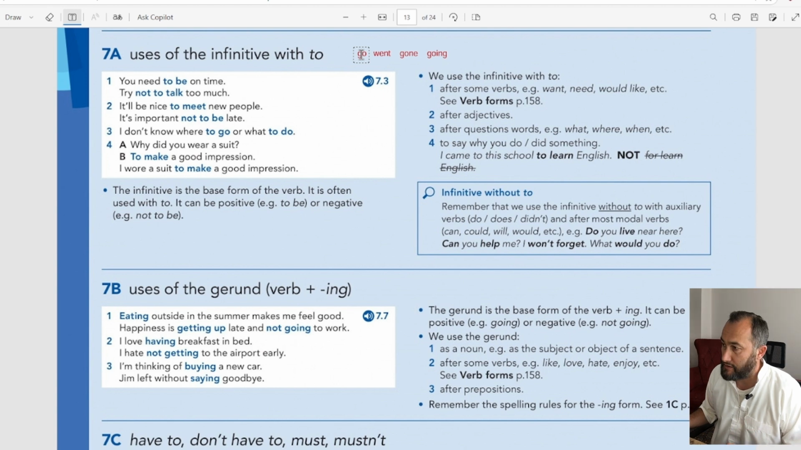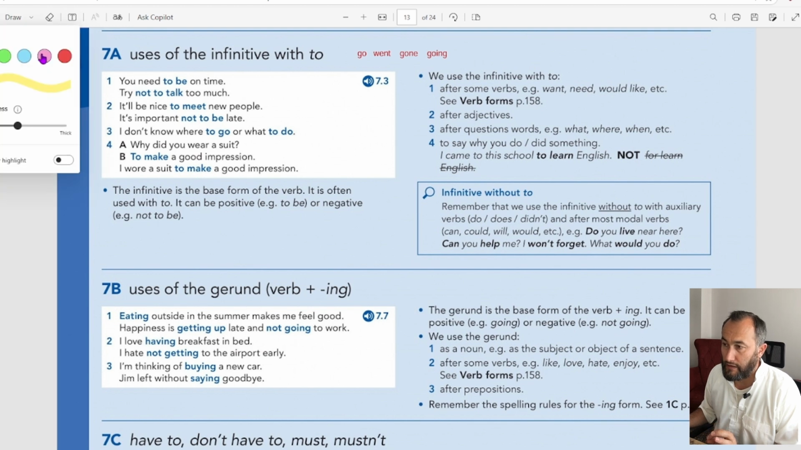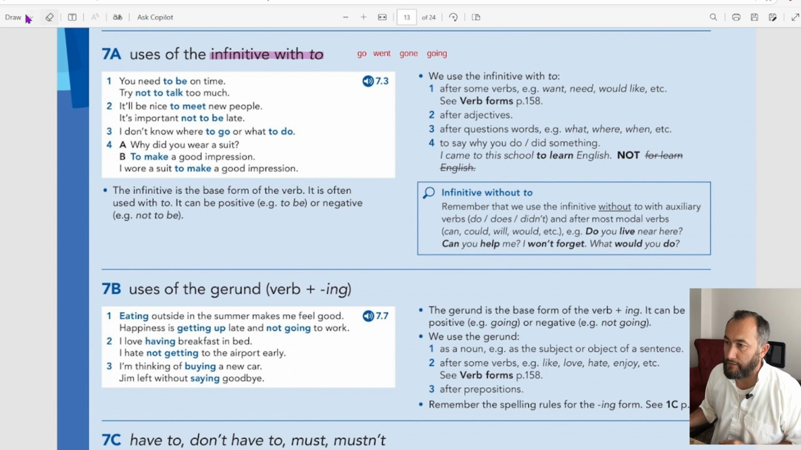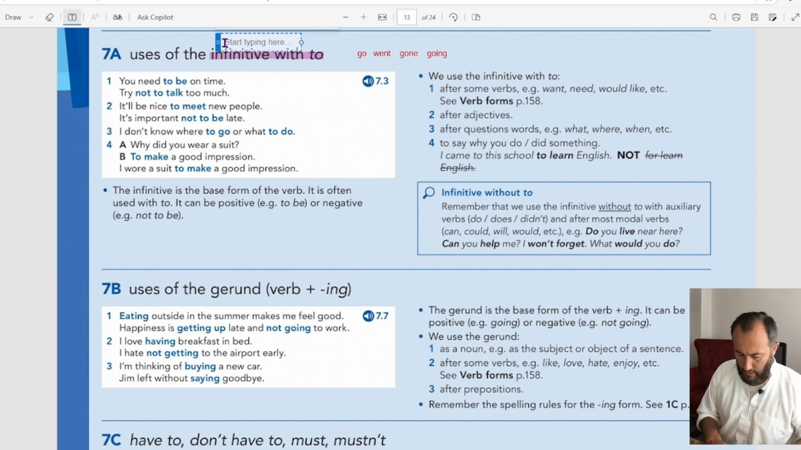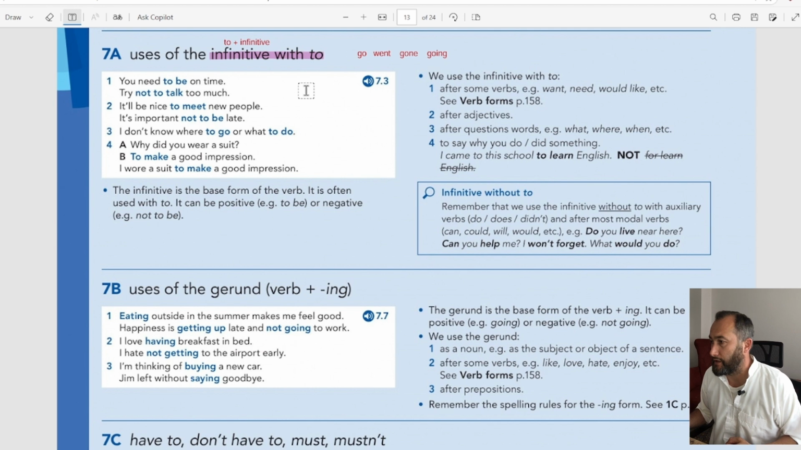So today in 7A, in the first part of this video, we're talking about the infinitive form, how to use infinitive with to. It's not only about infinitive, it's about how to use infinitive with to. In other words, to plus infinitive. So I can write it for you here. To plus infinitive. In which cases we can use to plus infinitive? So as you can see, we got 4 ways of using to plus infinitive.